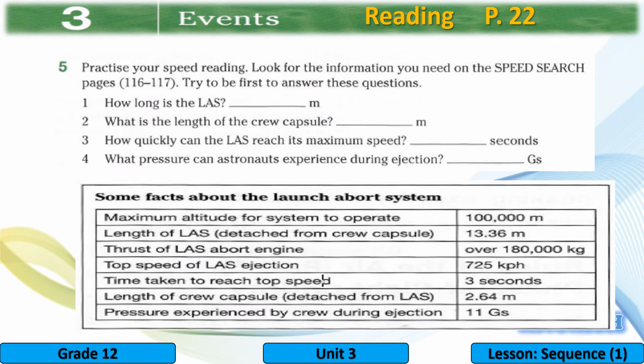How long is the LAS? Question number 2. What is the length of the crew capsule? Number 3. How quickly can the LAS reach its maximum speed? And number 4. What pressure can astronaut experience during ejection? Now you can have a look at this table and find the answers. Pause the video and come back to check your answers. Thank you so much. Now let's check your answers.